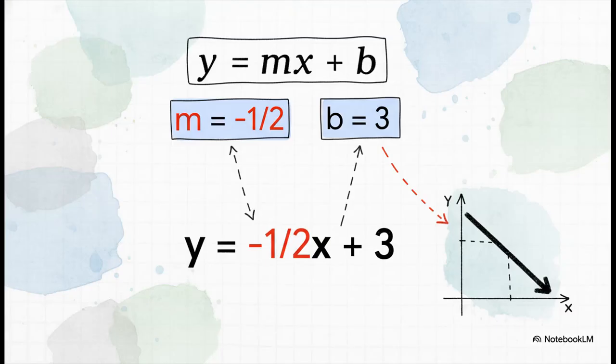Time to put it all together. Y equals our slope, which is negative 1/2, times x, plus our y-intercept, which is 3. So the final equation is y equals negative 1/2 x plus 3. It's kind of cool, right? That little negative sign in the slope perfectly tells the story of a line that's heading downhill.